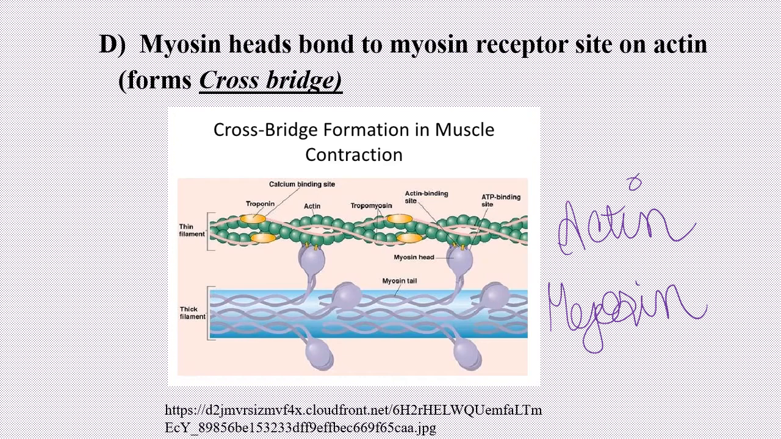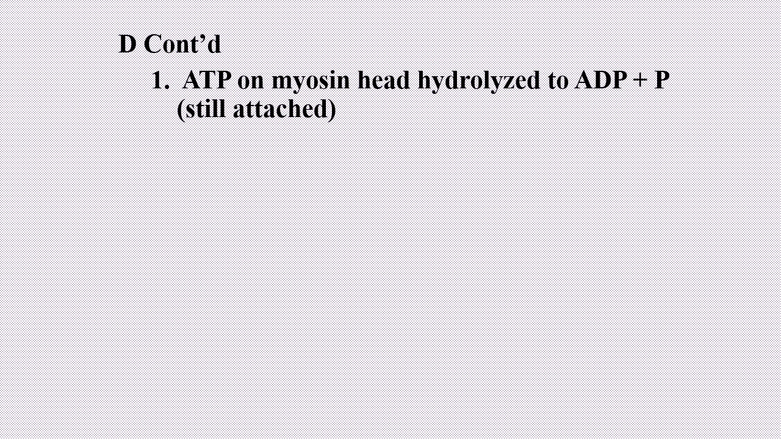The calcium ions are going to come and bond to the troponin. The troponin will pull on the tropomyosin. That exposes the myosin binding sites on the actin. Now the myosin heads are going to pop up and form this cross bridge. We'll get into that in more detail in just a second. All right, so here's basically how it happens.